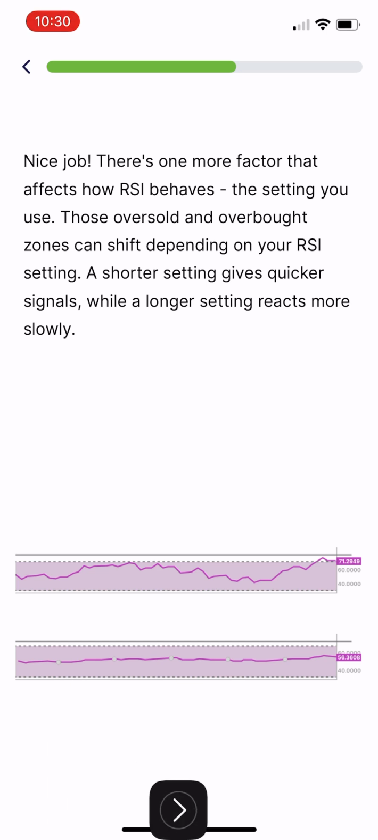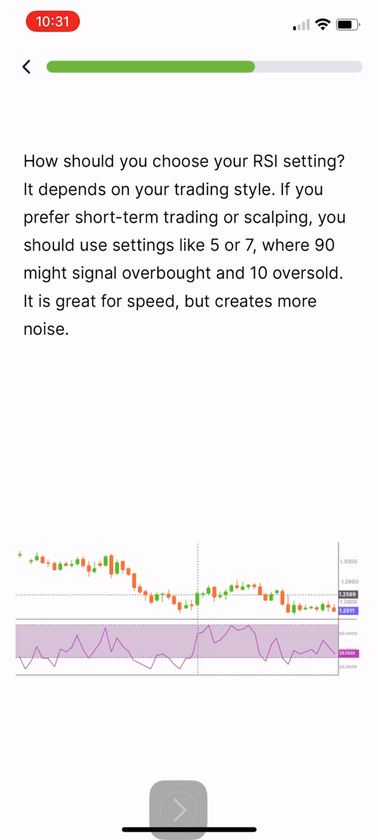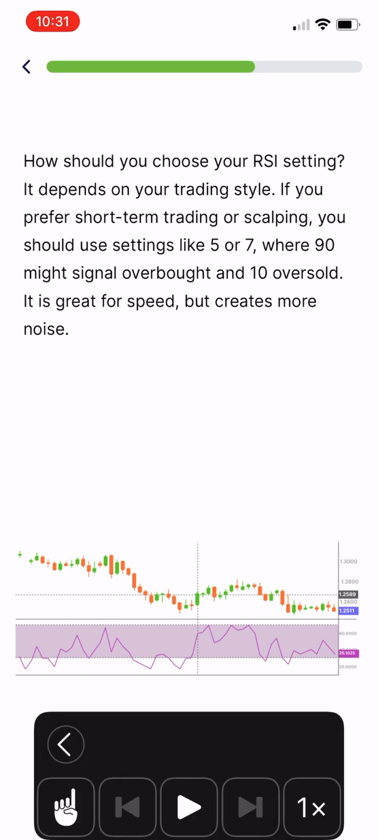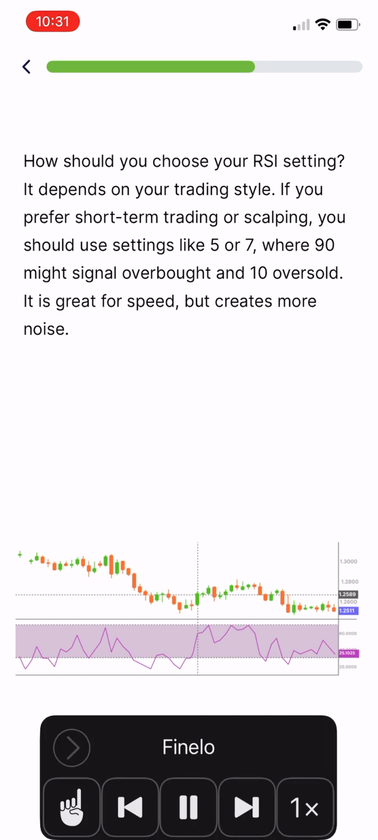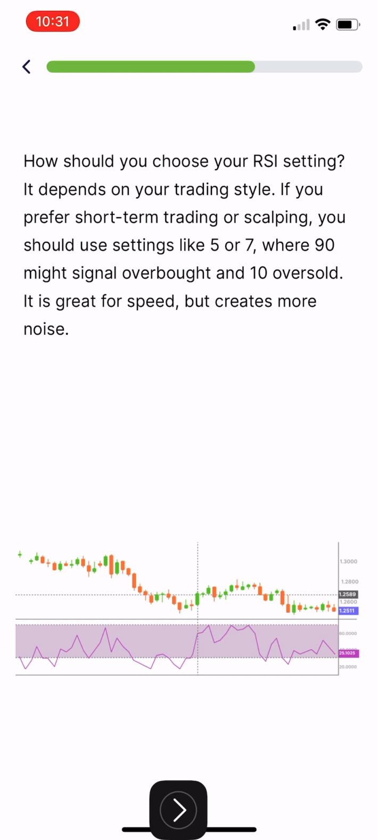Nice job. There's one more factor that affects how RSI behaves: the setting you use. Those oversold and overbought zones can shift depending on your RSI setting. A shorter setting gives quicker signals, while a longer setting reacts more slowly. How should you choose your RSI setting? It depends on your trading style.